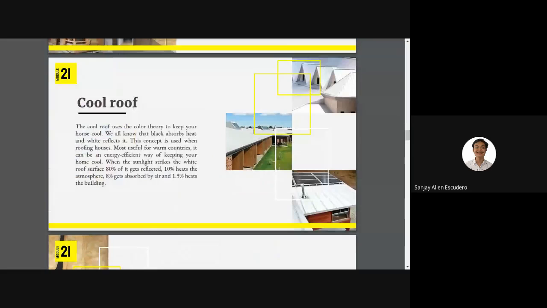So cool roof. In order to keep your house cool, the cool roof utilizes the color principle. When roofing homes, this notion is used. 80% of the sunlight gets reflected as it reaches the white roof surface. 10% heats the atmosphere, 8% gets absorbed by air, and 1.5% heats the building. Cool roof is most common for warm countries, giving an energy efficient way of keeping your home cool. Next slide please.